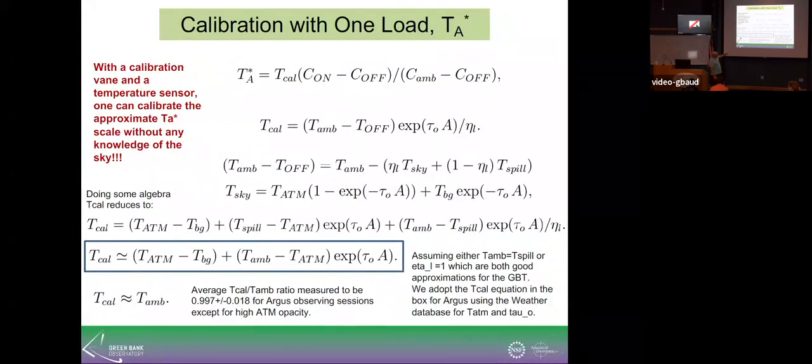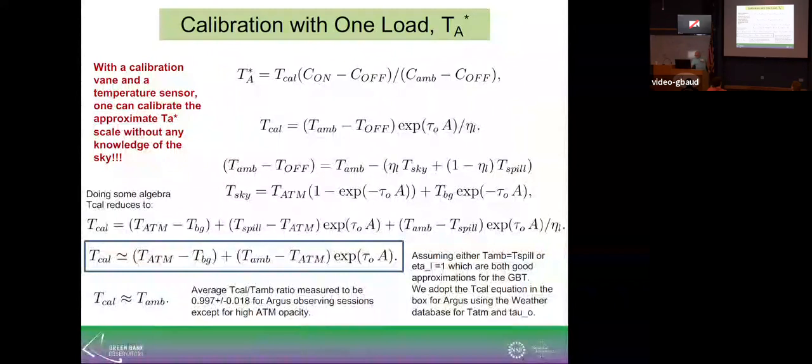What we do, since we know what the atmosphere is, we have models and predictions for this. So we actually do compute these terms with Argus or other receivers. Basically, they come in second order, but you don't really need to, because it doesn't really matter.